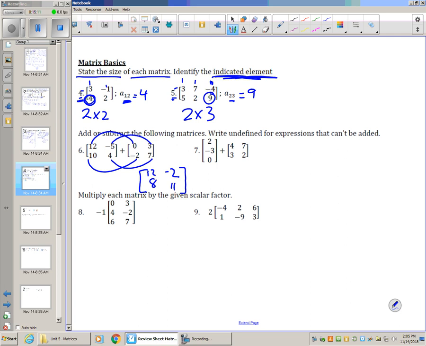Now, if you look at this one right here, this is a 3 by 1 and a 2 by 2. They don't match up. They're not the same size, so we can't add them. Does not exist.